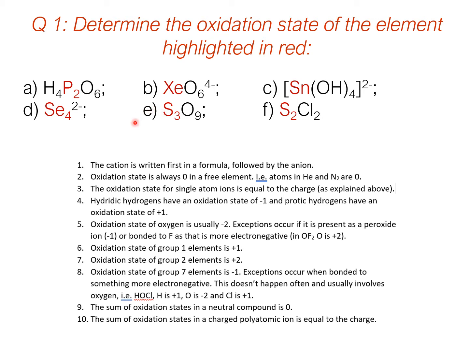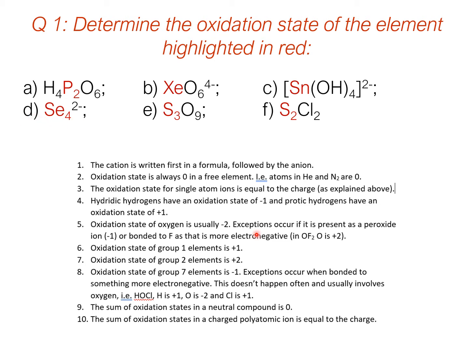Well, we know if we take E for example, that the sulfur is going to be the cation and the oxygen is going to be the anion. So we already know that the sulfur is going to have the plus oxidation state. So that's nice. It gives us an idea of what's going to have plus, what's going to have minus. The oxidation state is always 0 in a free element. So the atoms in helium or N2 are all 0. The oxidation state for single atom ions is equal to the charge. So we'll discuss that more when we come to D.